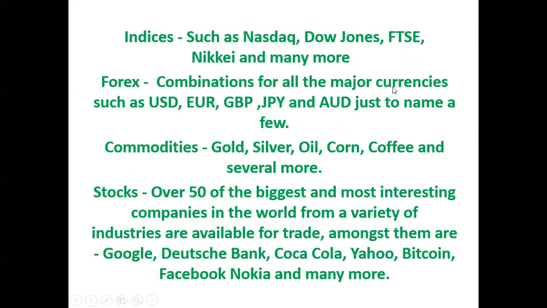We have a lot of major currencies such as US dollar, Euro, GBP, JPY, Australian dollar. This is just to mention but a few. We also have commodities like gold, silver, crude oil, coffee, and several more. And in stocks, we have over 50 of the biggest and most interesting companies in the world, from varieties of industries, available for trade too. Among them are Google, Deutsche Bank, Coca-Cola, Yahoo, Bitcoin, Facebook, Nokia, and many other stocks. These are stocks that we trade in the market.